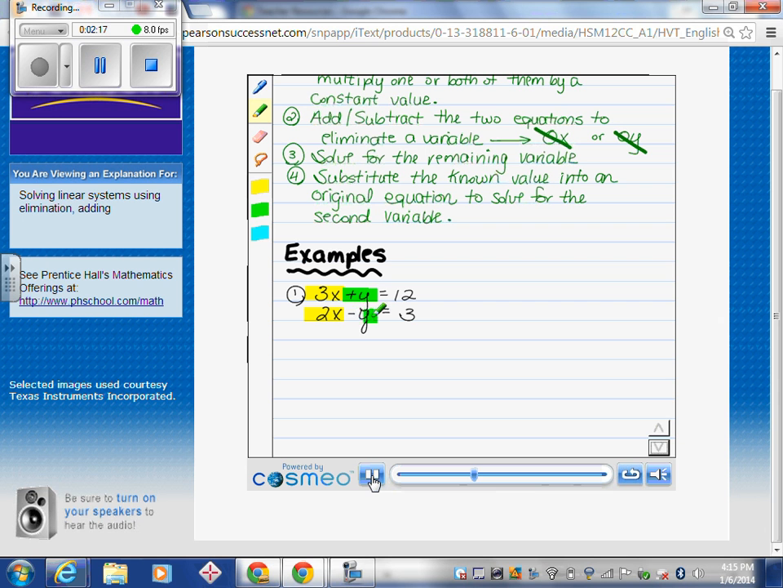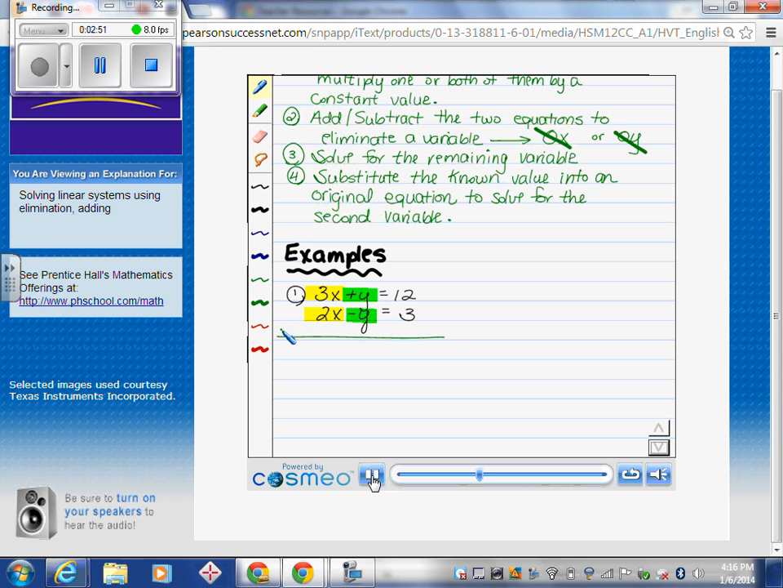However, if you look at our y variables, we have a positive 1y and a negative 1y. And when we add our y's together here, we're going to get 0y. So we can skip the first step here. We don't have to multiply. This equation is ready to eliminate already. And it's good if you can recognize that. That happens whenever your coefficients of a variable are the same, or as they are in this case, opposites.